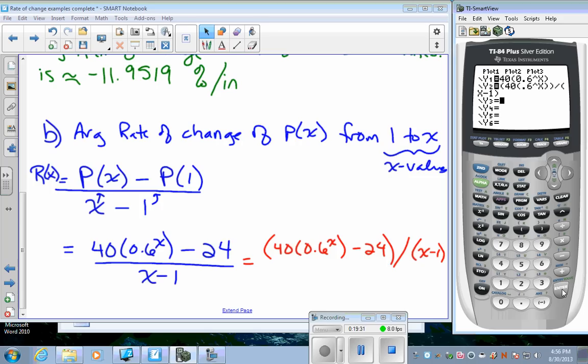Now we want to pay attention to the table. So I'm still on my calculator and I want to look at my table. I'm going to start at 0.97. So I'm going to go to table setup, which is second window. And my table start is 0.97. And my delta table is my change in the table values. And it told me it wanted me to go for each 0.01 unit. So that's going to be my delta table. Both independent and dependent variables should be on auto. At this point, I can go ahead and look at my table, which is second graph.